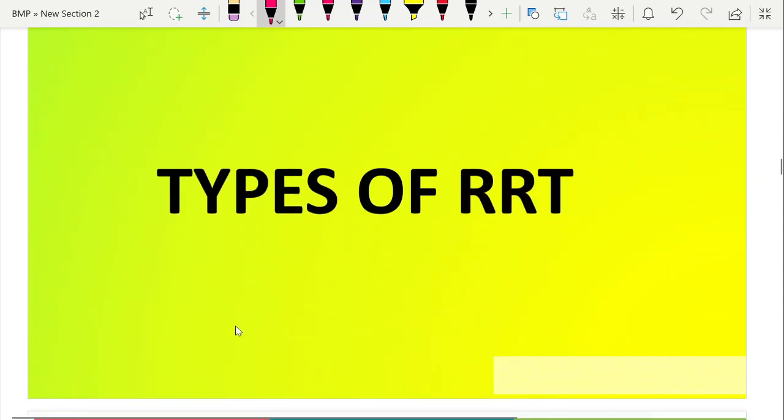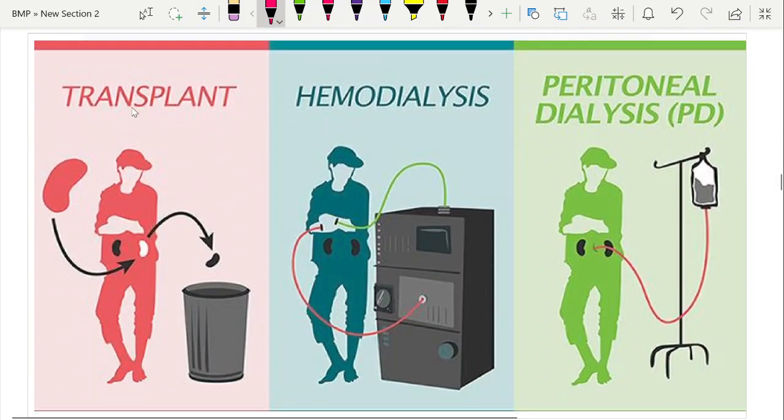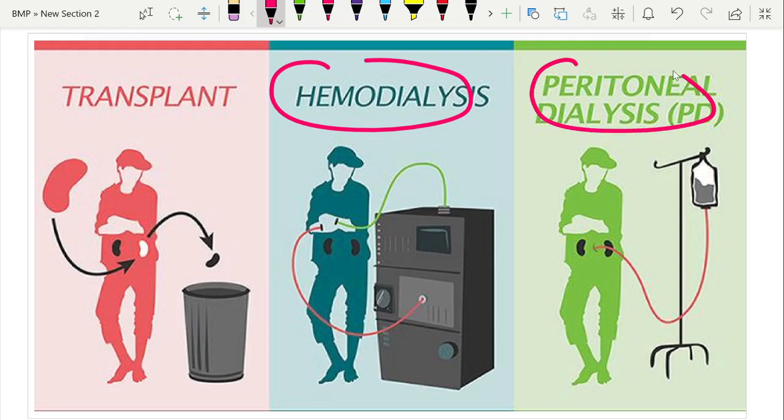Now go to the next heading. What are the types of RRT? So how can you give RRT? There are three modalities of RRT. First is hemodialysis, second is peritoneal dialysis, third is transplant. So in the types of RRT, you have to write: 1. hemodialysis, 2. peritoneal dialysis, 3. transplant.